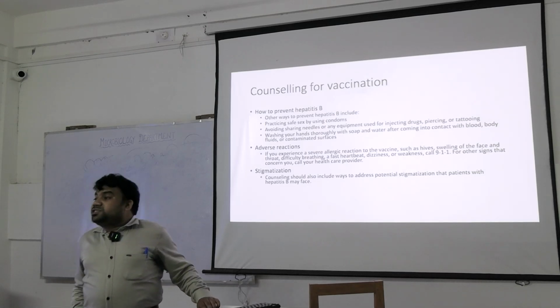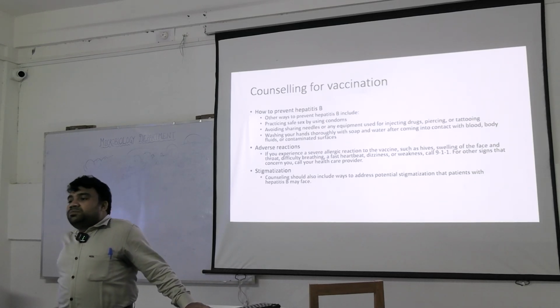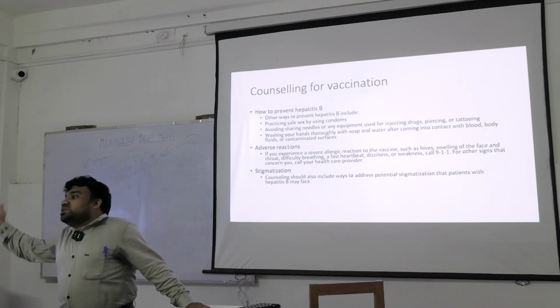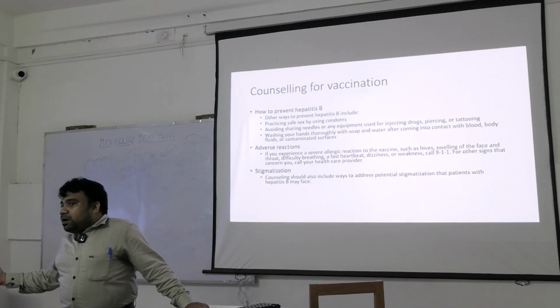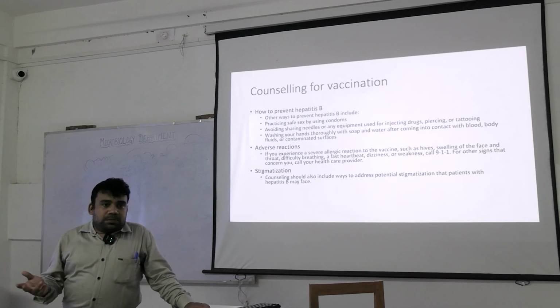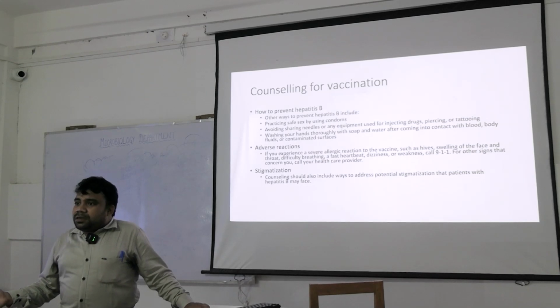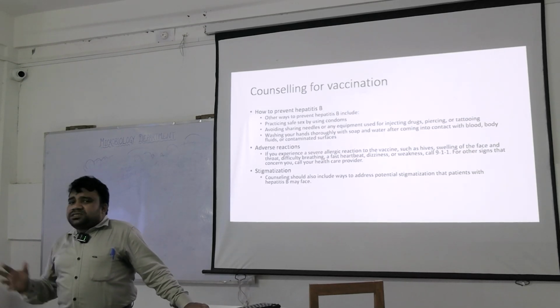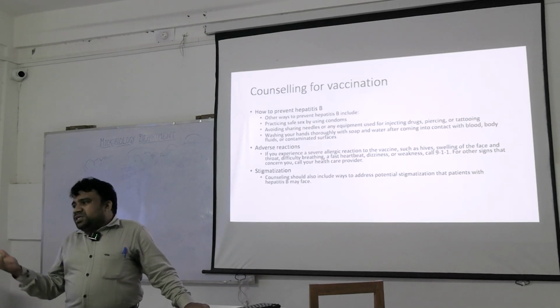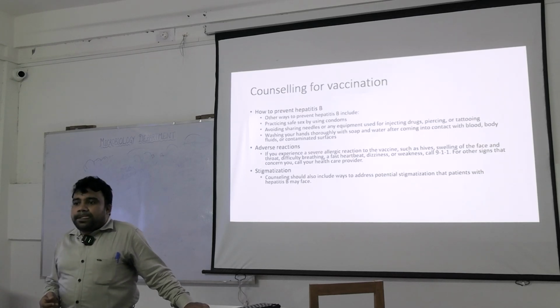Then there is a problem with stigmatization, especially for women. They may acquire this infection by other non-sexual routes of transmission, but because of societal dogma and stigmatization, people will assume, and it is even more so if a male person is infected, that he or she will be involved in various asocial activities.